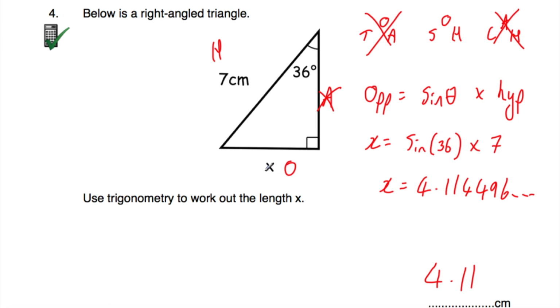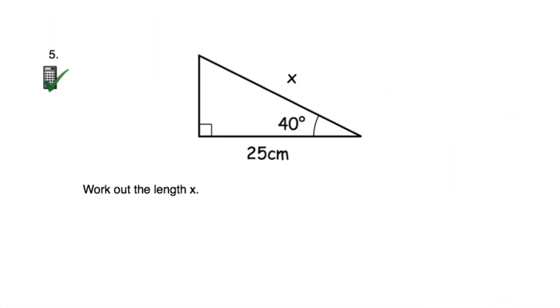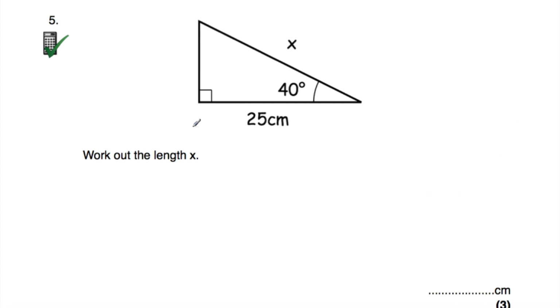So that means that x, the opposite here, is equal to 4.11 centimeters to 2 decimal places. Okay, let's have a look at our next question, question number 5. We've got our right angle triangle and we've been asked to find the length of x. So let's jot down our triangles. Two old angels skipped over heaven carrying a harp.